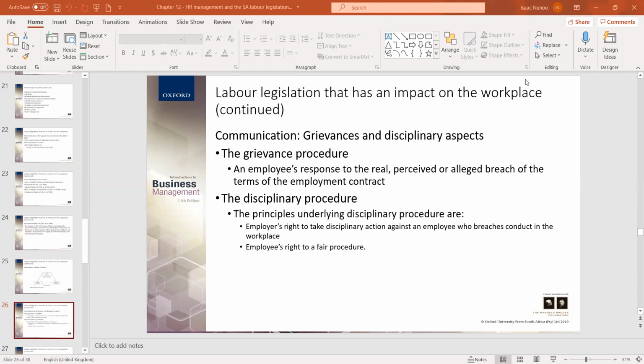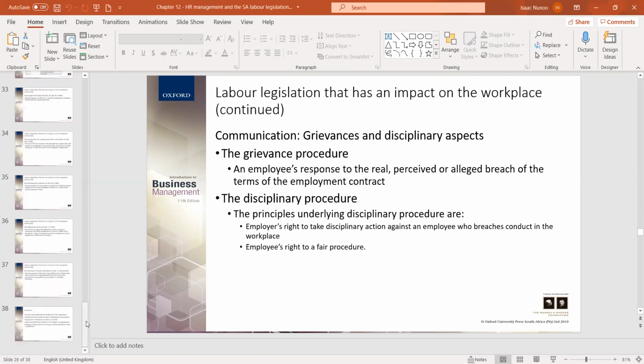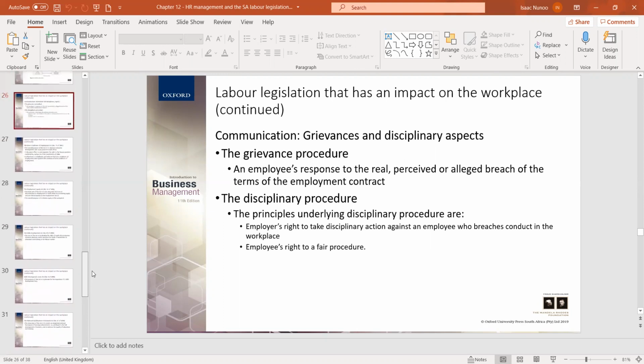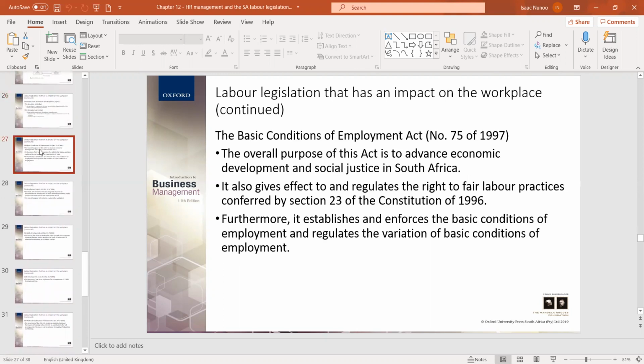We can also talk about communication. Communication is an important aspect in terms of this labor environment or the labor laws, grievances and disciplinary acts. The grievance procedure is an employee's response to real, perceived, or alleged breach of the terms of the employment contract. The disciplinary act applies when an employee falters, with the procedures the employee is supposed to go through to make sure they are penalized or that the right form of mindset is given to the individual.